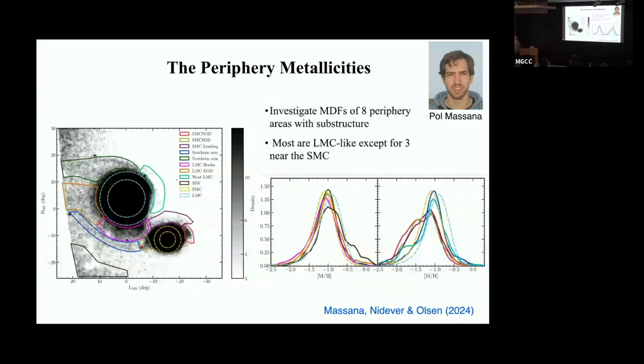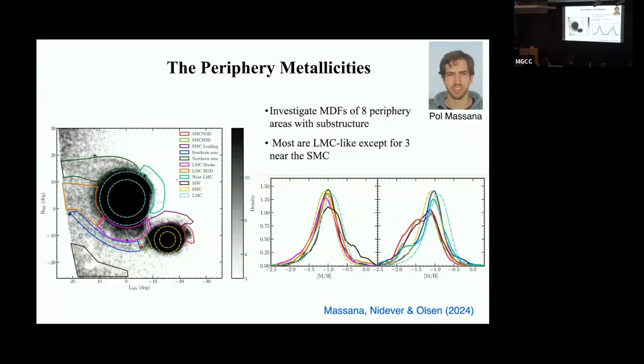In particular, we were interested in trying to figure out what the metallicities of the various substructures are and what their origins are. So Paul broke it up into different regions, and we looked at the metallicity distribution functions, which you can see there in the bottom right. Most of the substructures around the LMC had very LMC-like MDFs, while just 3 of them, the 3 right around the SMC, had broader distributions and looked more like the SMC.